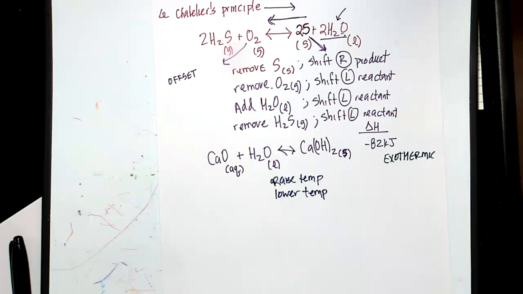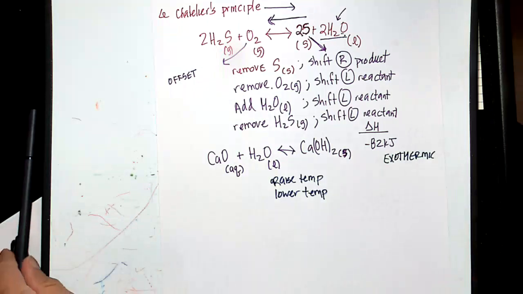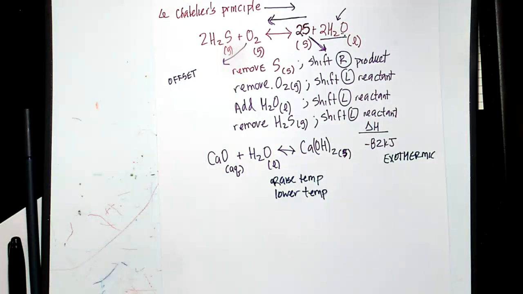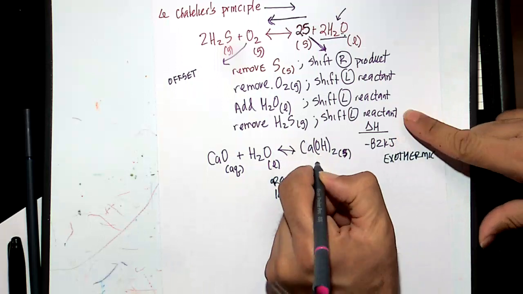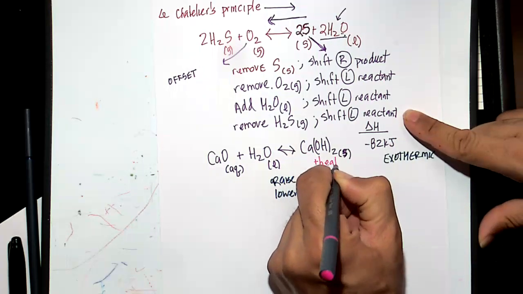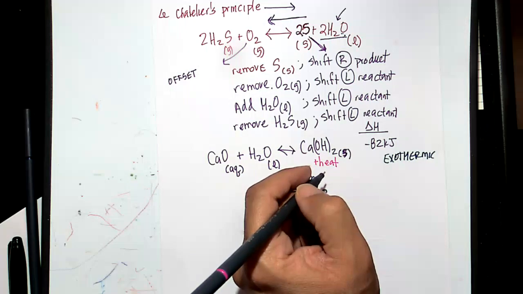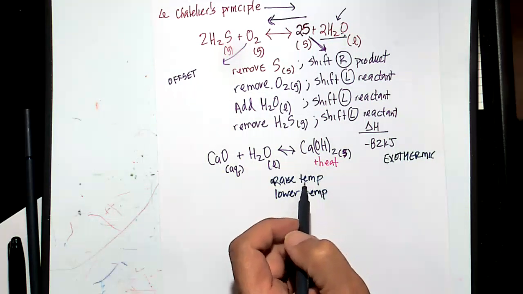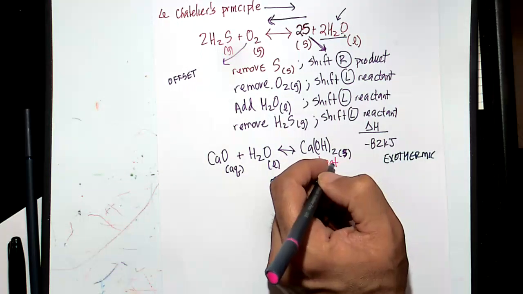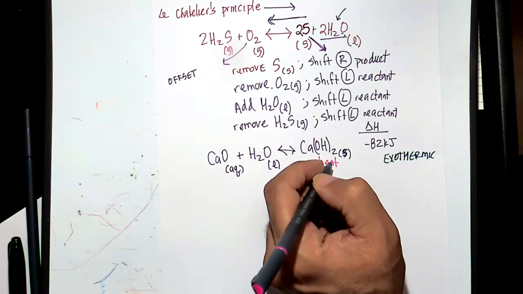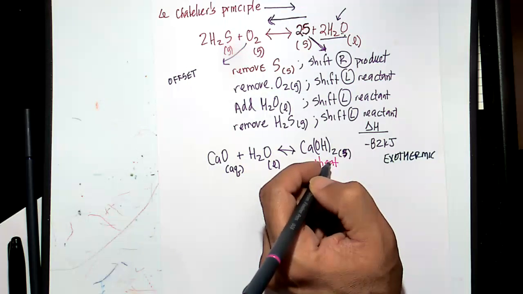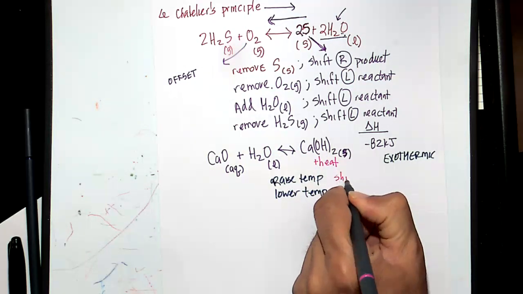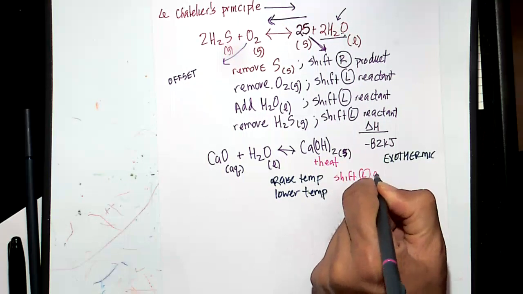What happens if you raise the temperature in an exothermic reaction? Don't forget, in an exothermic reaction you release heat. Exo means outside, which means heat gets released. So if you raise the temperature, you're adding heat. Which way will the reaction go? It will go to remove that heat, so it's going to shift to the left, the reactant side.